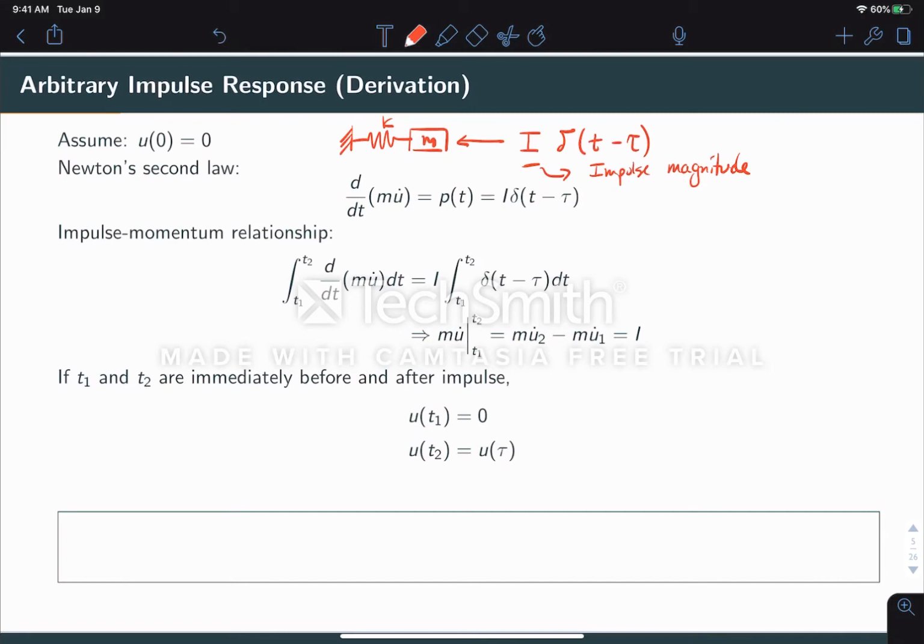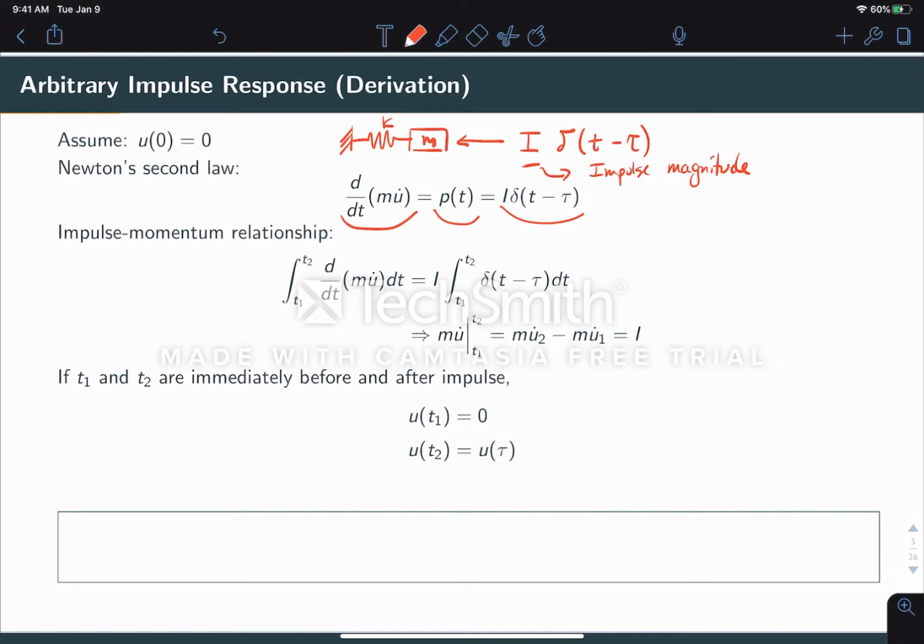We're going to assume that the initial condition of this mass is 0, so it's just stationary. And if we apply Newton's second law, right, again, I'm going back to the general definition that it's defined as the rate of change of momentum, so m times velocity. And that rate of change of momentum should be equal to the force applied, which in this case is exactly what we defined, I times delta t minus tau.